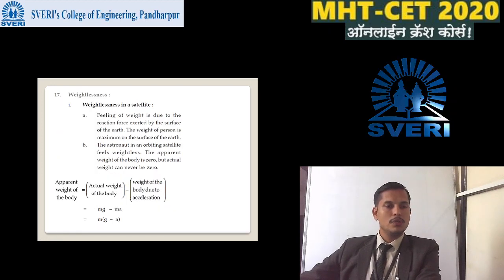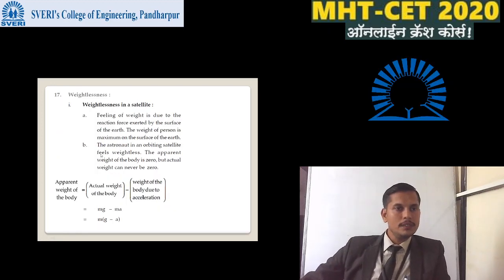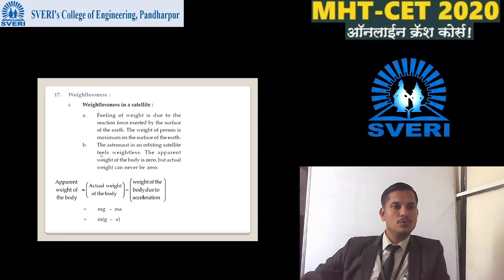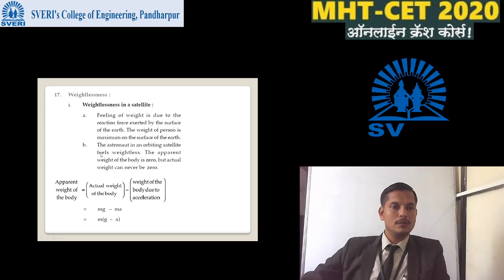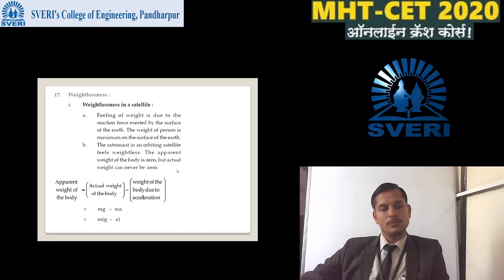So let us move to the next point, that is weightlessness. So feeling of weight is due to the reaction force exerted by the surface of the earth. The weight of a person is maximum on the surface of the earth. The astronaut in an orbiting satellite feels weightless. The apparent weight of the body is 0, but actual weight can never be 0.